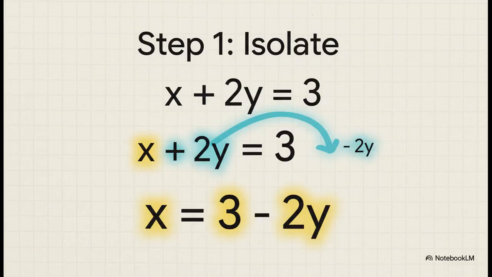Okay, step 1, isolate. We need to look at both equations and be a little bit strategic. Which variable is going to be the easiest to get all by itself? Well, look at equation 2. That x is just sitting there with no number in front of it. That makes it the perfect target. A little bit of rearranging, and boom, x equals 3 minus 2y.